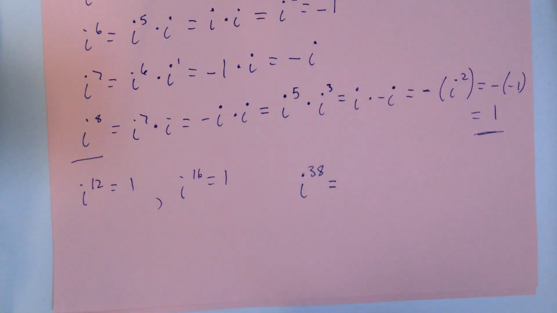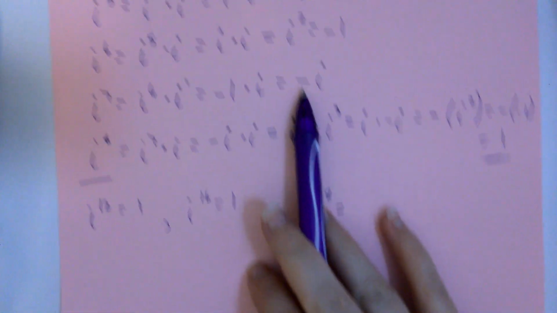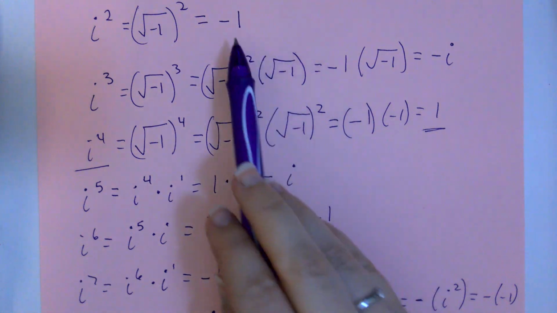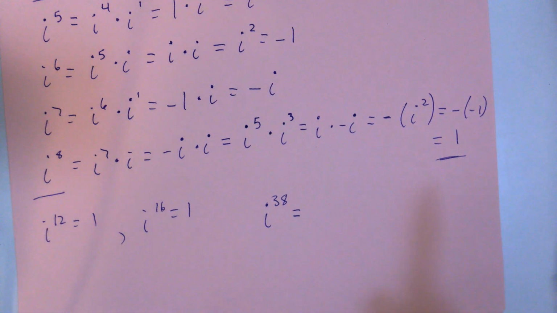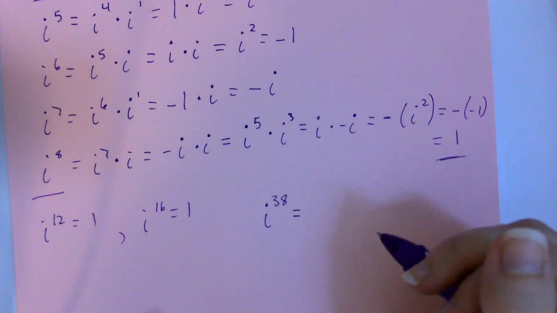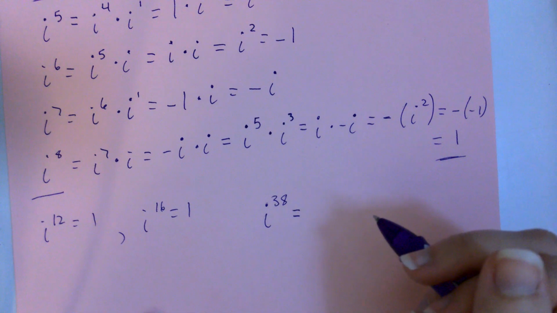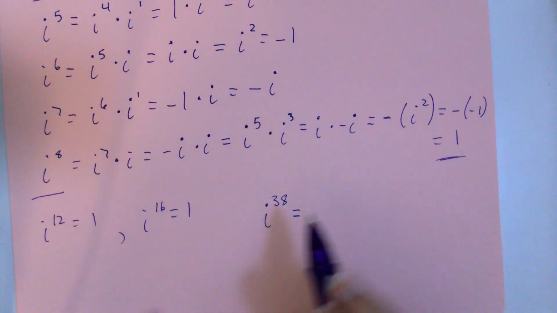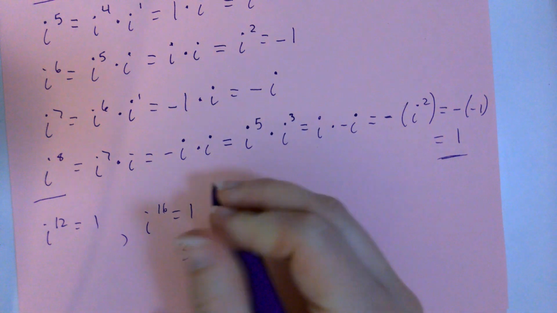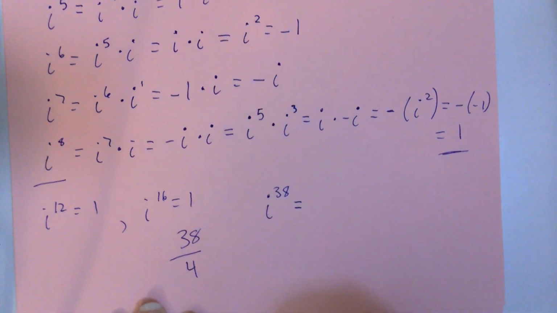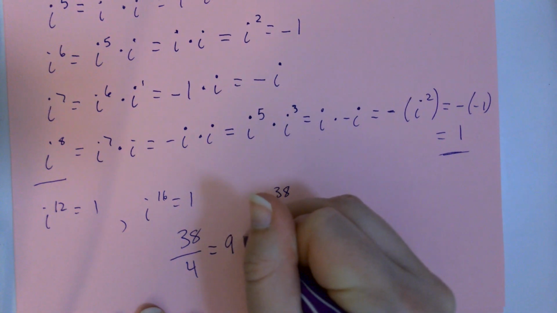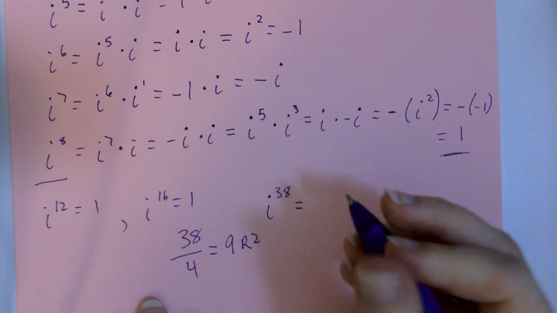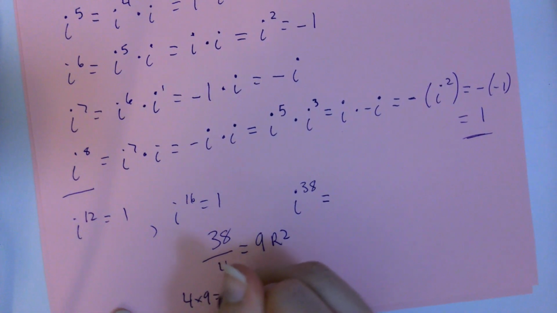does it cycle through. Well, really, it doesn't matter how many times it cycles through, but it's going to cycle through the i, -1, -i, 1. It's going to cycle through that, and then there's going to be some left over after it cycles through a certain number of times. So we know 38 is not a multiple of 4. But if you divide 38 by 4, you're going to get, let's see, 9, and then remainder 2. Because 4 times 9 is 36.